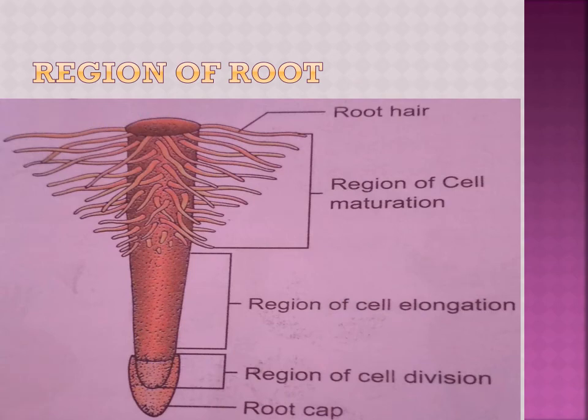Look at this picture carefully. This is the regions of a root. How many parts are marked here? First one is root hair. Then the second part is the region of cell maturation. Here the cells get matured. Then next, the region of cell elongation. Here the cells develop to become long. Then the region of cell division. The last part is the root cap. The root tip is covered by a dome-shaped structure made up of parenchymatous cells called the root cap. Root hair we know already. Through the root hairs, the plant absorbs water.